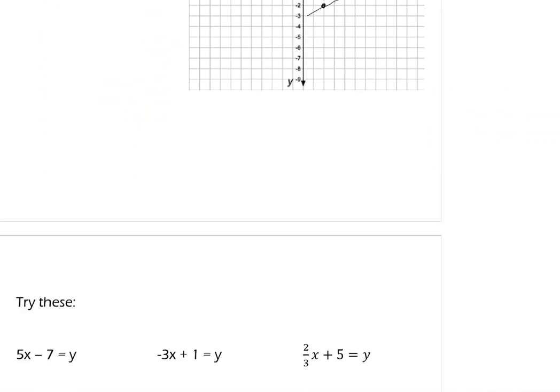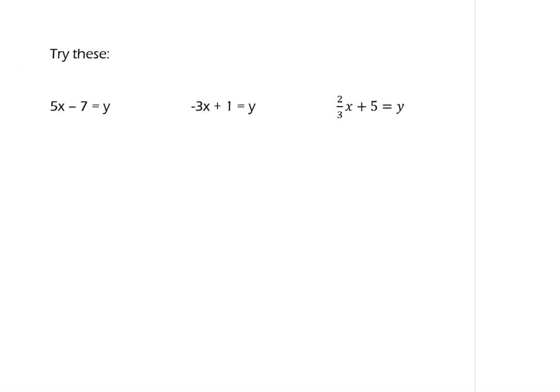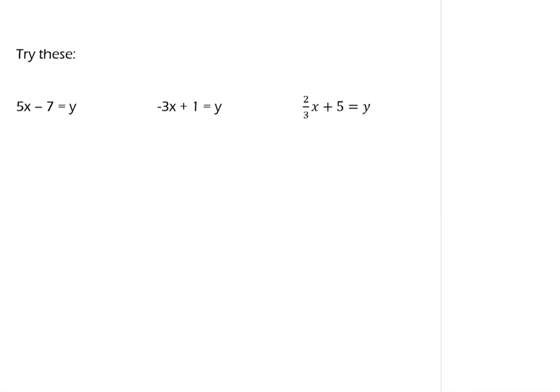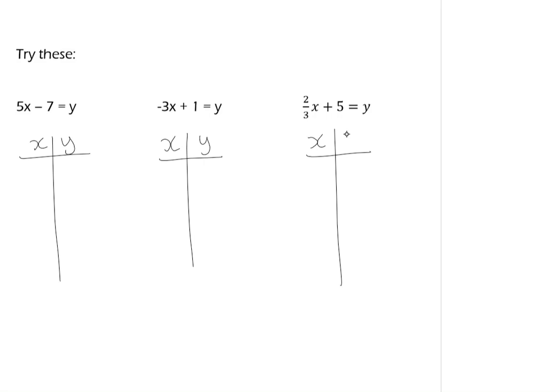All right, so now it's your turn. I realize many of you aren't going to have graph paper, so I'm just going to get you to fill in the table of values and identify what the y values are that go with the x's. Now we'll start off with 1, 2, 3, and 4. And for this last one, because there's a fraction, I would like you to try and pick 3 numbers that would work really nicely in that formula. So why don't you hit pause, go do those and then come on back.